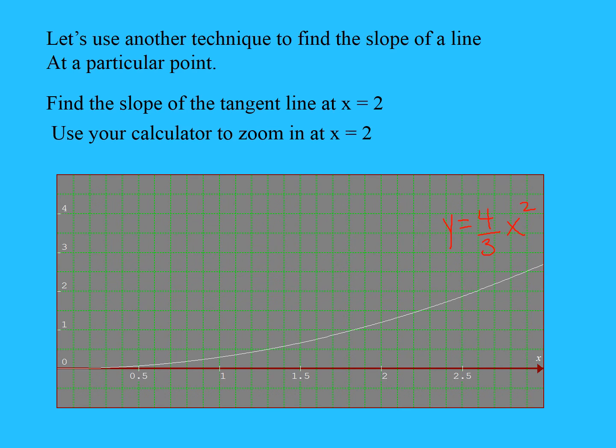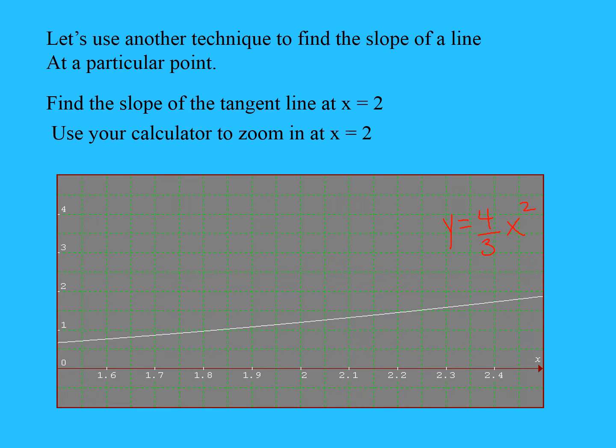Okay, what we're going to do is use the zoom feature on our calculator. That button is just below the screen. It says zoom, and then you're looking for the zoom in key. After you press zoom, you'll see a blinking cursor when you hit zoom in, and you want to take that blinking cursor to where you want to zoom in around. So move that to where x equals 2 and then go up, touch the graph at that point. Then hit enter and it'll zoom in. So your graph should look something like this.